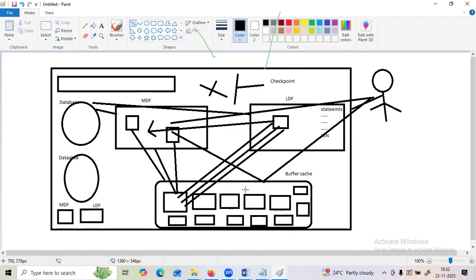So the user transaction won't execute, right? Because if you want to modify the data, the page has to come to the buffer cache. From there it has to be modified, and in parallel it has to be sent to the LDF. But in the initial process itself it failed, because we don't have storage to keep it in the buffer cache. So at that time, what will happen? We have one more background process.